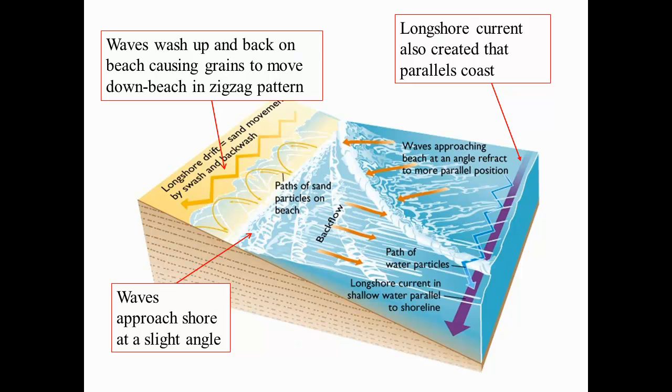It's simply the waves washing up and back on the beach will cause the grains on the beach to move in a zigzag pattern down beach. And this is what's called a longshore drift or a beach drift. If you're going on the Galveston field trip, we'll actually go on the beach and watch this happening with the waves washing back and forth. It's actually quite cool.